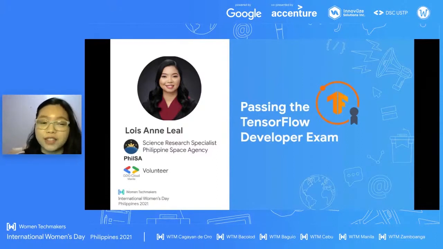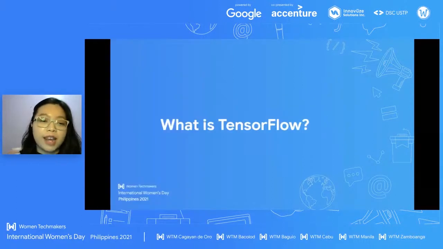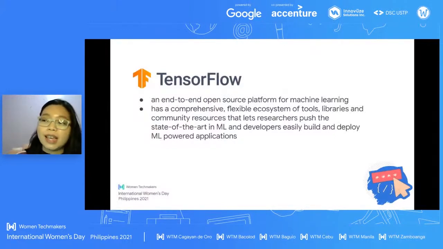So before we dive into the exam itself, I think it would be great if we know what TensorFlow is first, to just have some background for the general audience. So what is TensorFlow? TensorFlow is an open source platform for machine learning, so other developers can also contribute to it. If you've heard of AI, or if you're a machine learning enthusiast, or you do machine learning or deep learning in your career, it's a tool that you must have in your toolkit, right? So it's for researchers to push the state of the art in ML, and it's not just for research; it's also for industry professionals to easily build and deploy ML-powered applications.